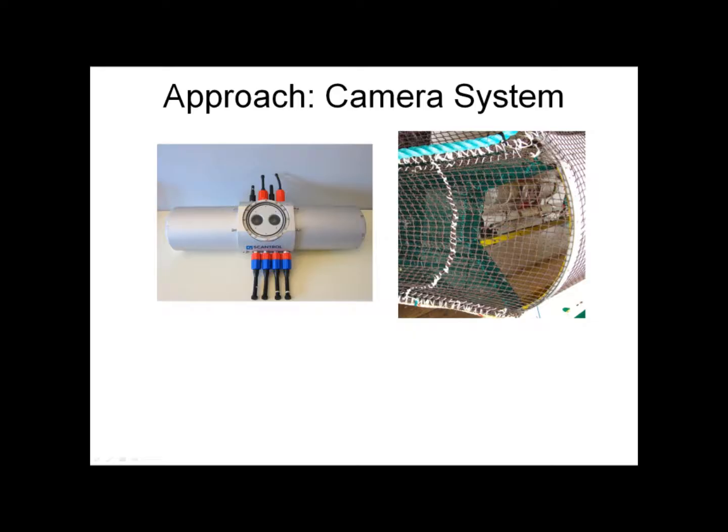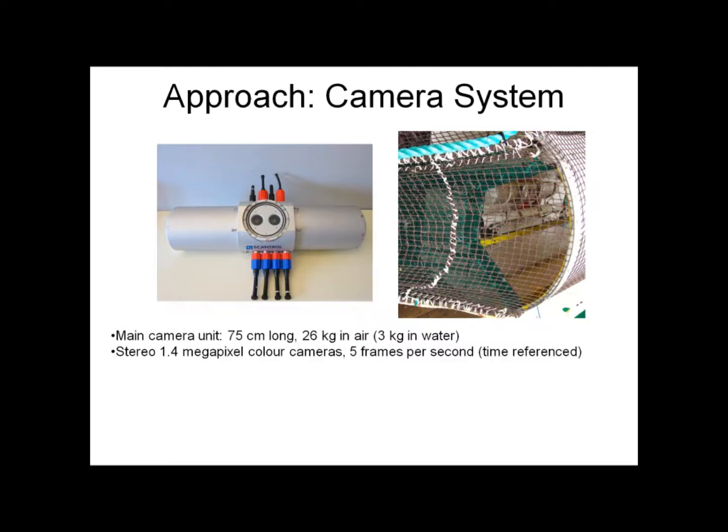So a little bit about the technical aspects. The main camera unit is less than 1 meter long. It weighs 26 kilograms in air and about 3 kilos in water. The image on the right is how it's placed in the larger deployment frame in the trawl. We have stereo color cameras, 1.4 megapixels, and we collect images at 5 frames per second, everything time referenced. And also inside the main unit is a PC to control the cameras. It's saving the images. And we also have capacity to have a live feed to the vessel.